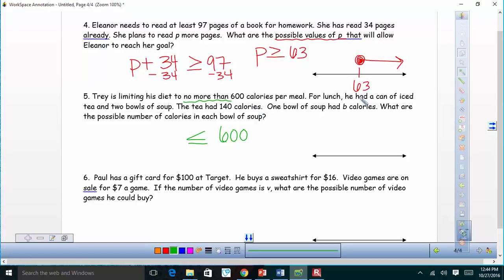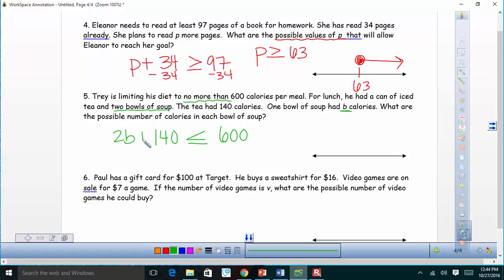So it says for lunch, he had a can of iced tea and 2 bowls of soup. The tea had 140 calories. One bowl of soup had B calories. What are the possible numbers of calories in each bowl? So we know he had 140. And then how many bowls of soup? We don't know. How many bowls? 2. So if the bowl of soup is B, then it would be?